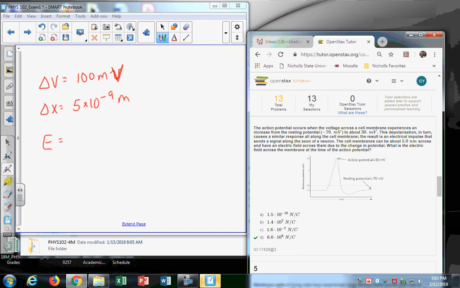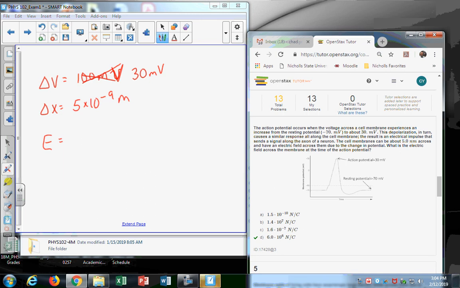Oh, hold on. Actually, what we want to do here is use our 30 millivolts, because it doesn't matter that the difference is 100 millivolts. Really, you want to use the 30 millivolts, which is the voltage at the time of the action potential. So I'm going to cross this out and put 30 millivolts. I think that's right. Let me double check that works right. Oh yeah, that is right.